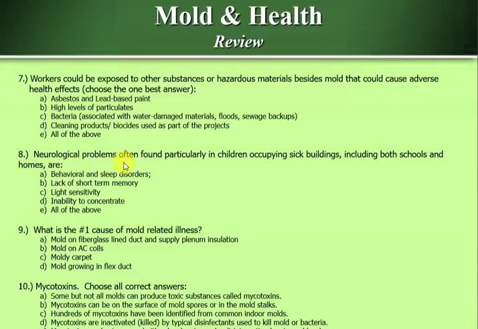Number 8, neurological problems often found particularly in children occupying sick buildings, including both schools and homes, are E, all of the above. Behavioral and sleep disorders, lack of short-term memory, light sensitivity, and the inability to concentrate, which makes it E, all of the above. Number 9, what is the number one cause of mold-related illness? That would be A, mold on fiberglass-lined duct and supply plenum insulation.